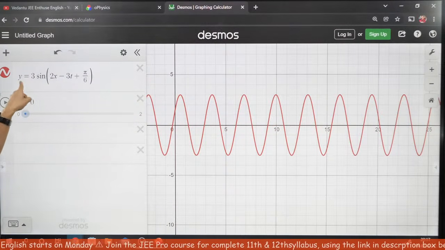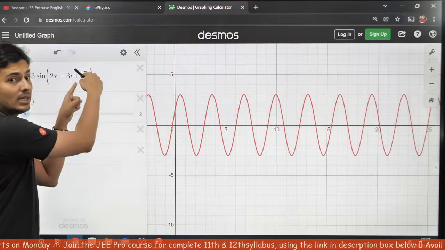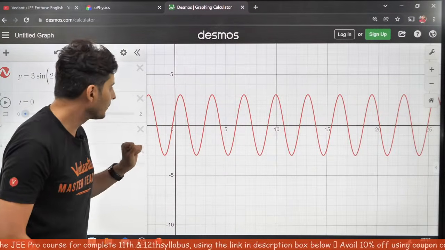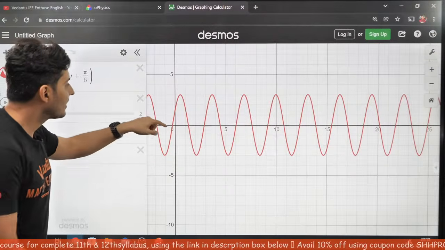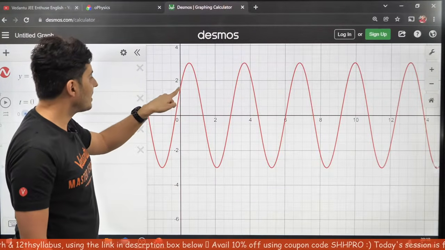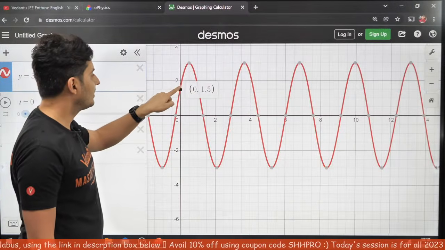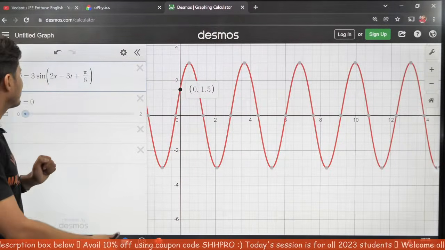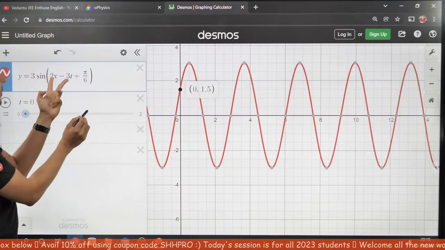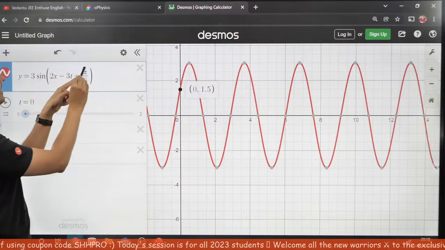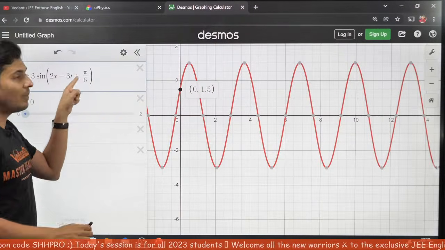Right now, the phase constant value is pi by 6. Time is 0. That means you have taken the photo at time 0. Observe this graph. This graph is not starting from 0. It's starting from some point right over here. Why is it doing that? It's obvious. If x is 0 at time 0, notice whatever is remaining inside is pi by 6.